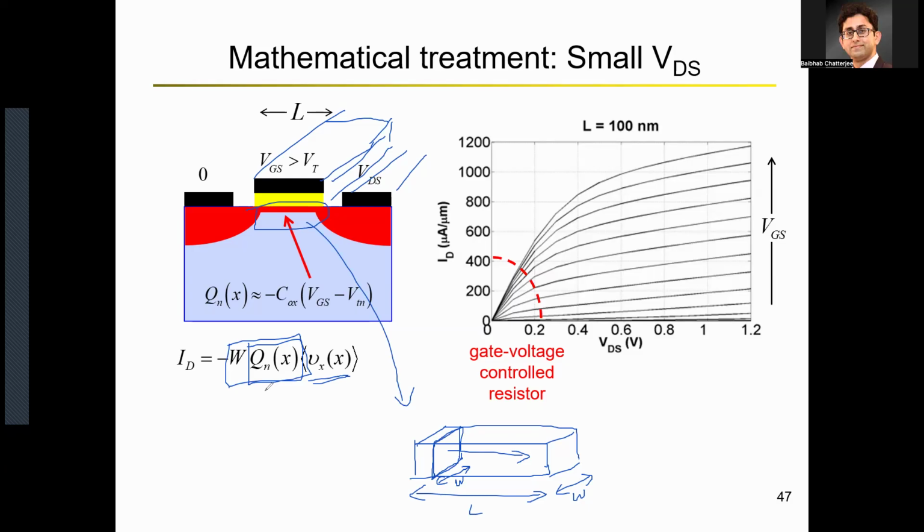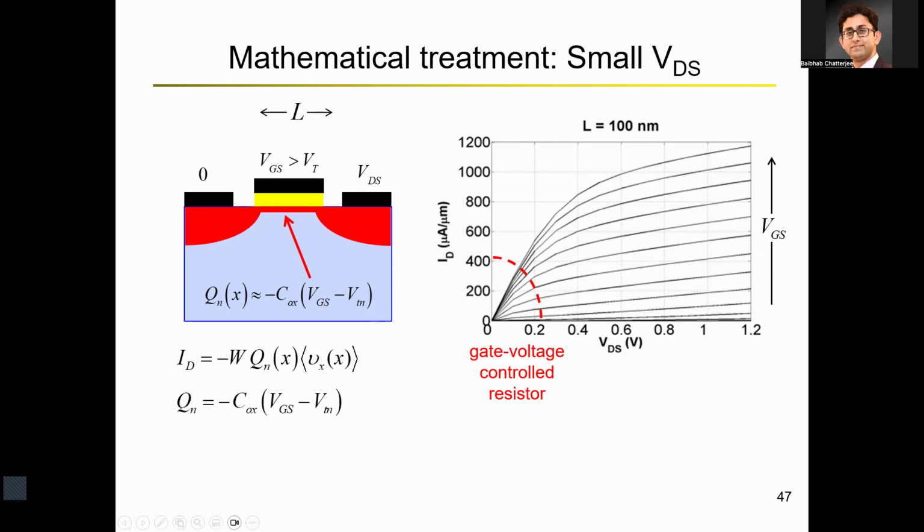Current is equal to total amount of charge divided by the time. So the total amount of charge is W times Qn moving through this channel at a certain velocity. And if you multiply that with this cross-sectional amount of charge, you'll get the total amount of current. Now, Q is equal to minus Cox times Vgs minus Vt from the previous slide.